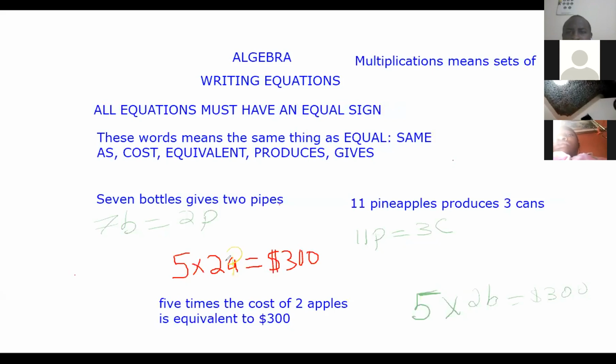Everybody got that? Dejan, I'm not hearing you at all. All right, let's go. So we say 5 times the cost of 2 apples is equivalent to $300. Now, if you look, Zaria, you realize that in this case, cost does not mean equal, right? Yes, sir. So depending on the context in which you use the word cost, that's when it means equal. All right? Good. Let's get to another one.